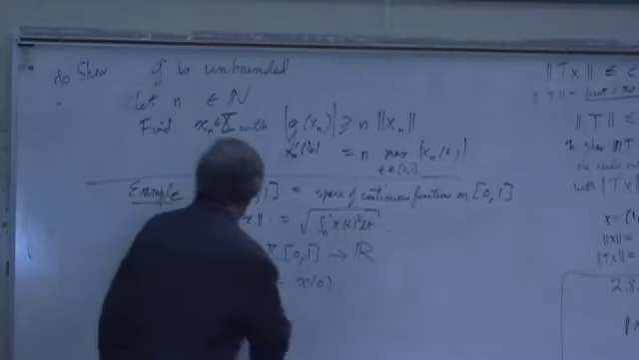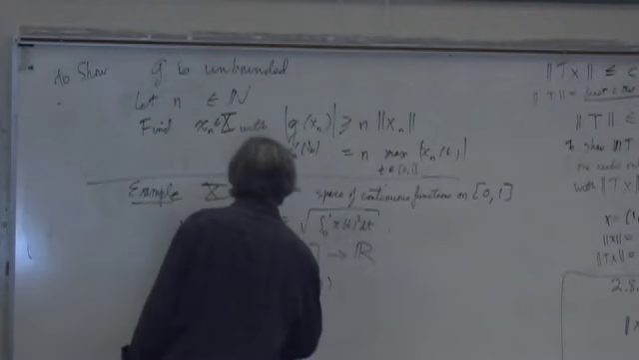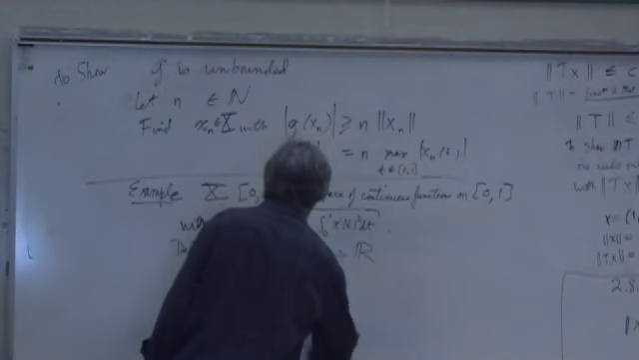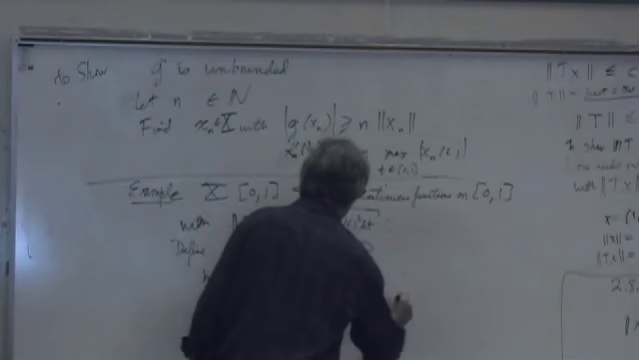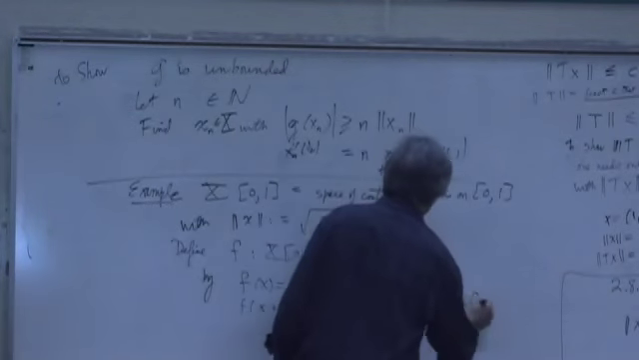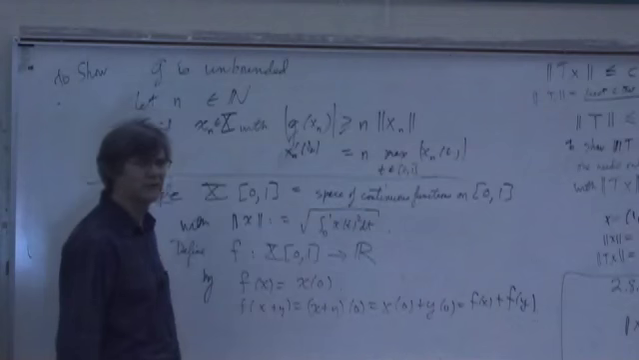So check it. If I take two continuous functions, x and y, then we're talking about (x plus y) at 0 equals x of 0 plus y of 0, which equals f of x plus f of y. So the linearity just follows by the definition of addition of functions. Okay?